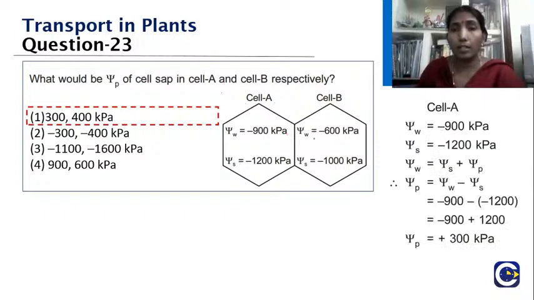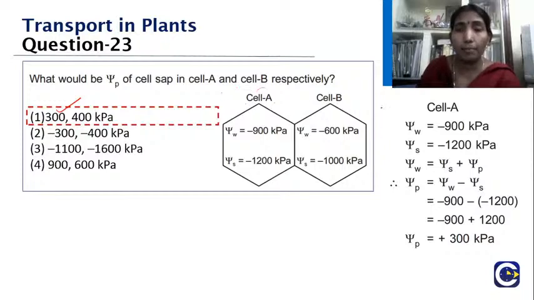See what happens here: in cell A, the water potential is minus 900 pascals. What about the solute? We know that the addition of both of these makes up the potential. So when you make it up, it comes to minus 900 plus 1200, which is plus 300. So this is for cell A.